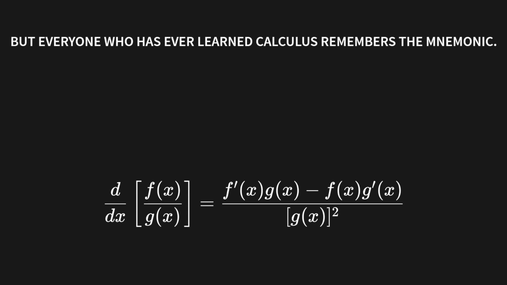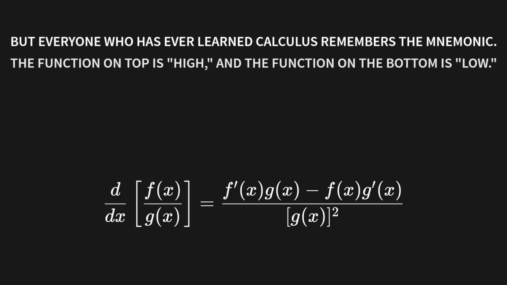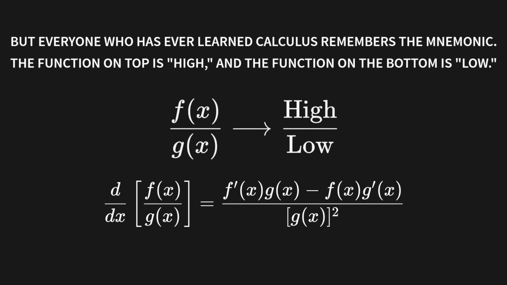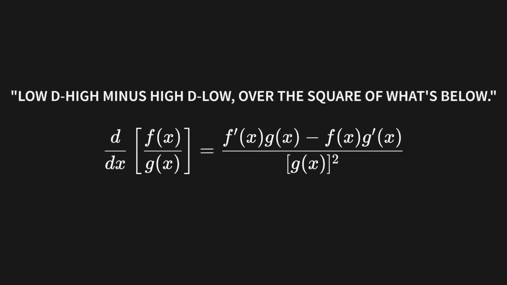Here's how it works. The function on top is high, and the function on the bottom is low. So f of x over g of x becomes high over low. And the mnemonic, the little song you sing to yourself, goes like this. Low d high minus high d low over the square of what's below. Say it with me. Low d high minus high d low over the square of what's below.